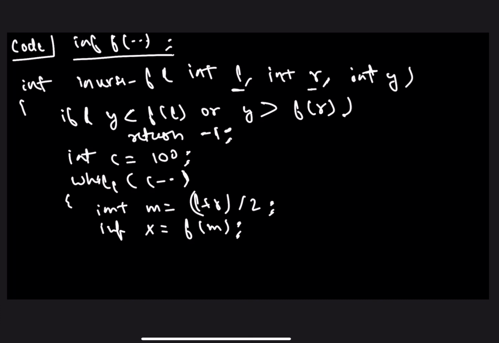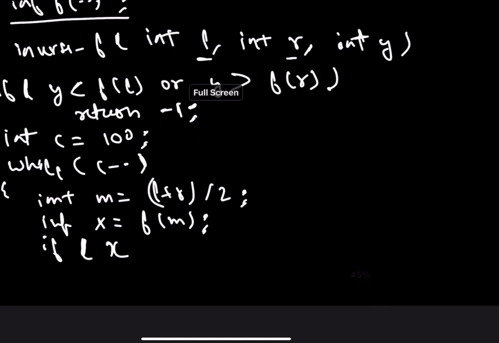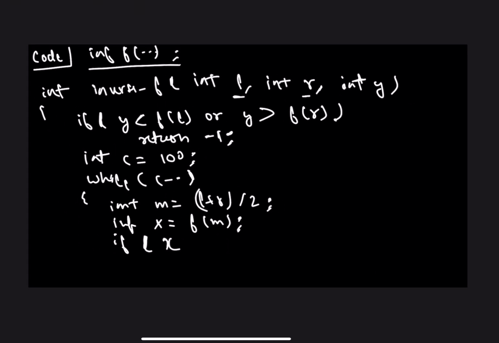All right, now I have two cases over here, right? So case one is if x, let's say the value of x is less than the target value over here that we have got, that is y. So if x is less than y, in such case I know that I need to update the value of L to m. Otherwise I need to update the value of R to m.